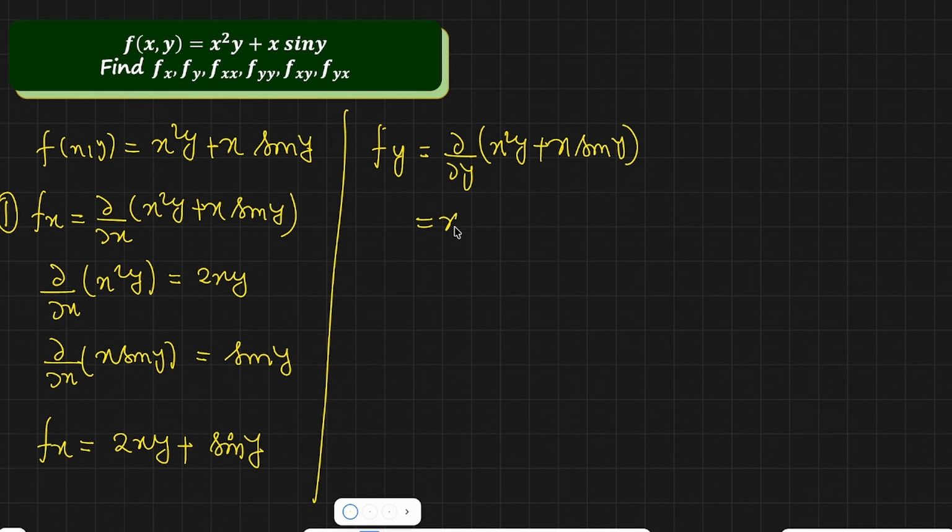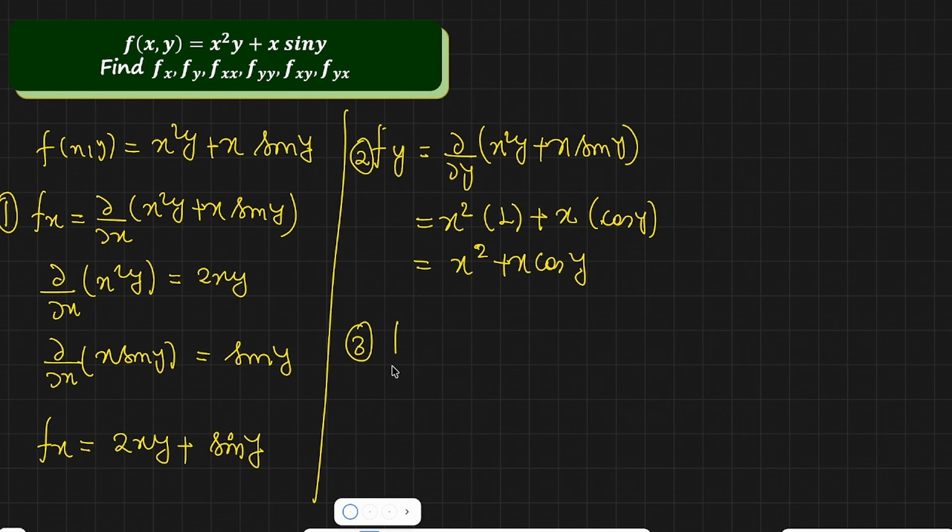X is constant, so x as it is, partial derivative of y with respect to y is 1. So x is constant as it is, derivative of sine y is cos y, so the answer is x square plus x into cos y will be the derivative of this. Okay, now come to the next, this is the second.